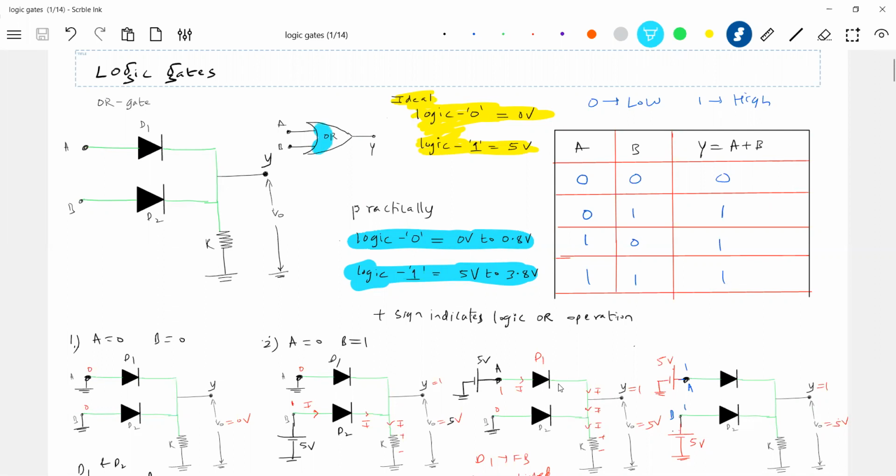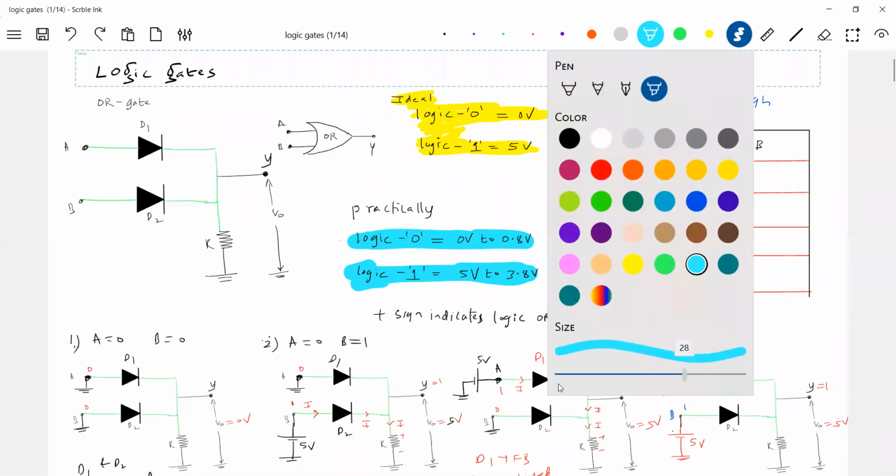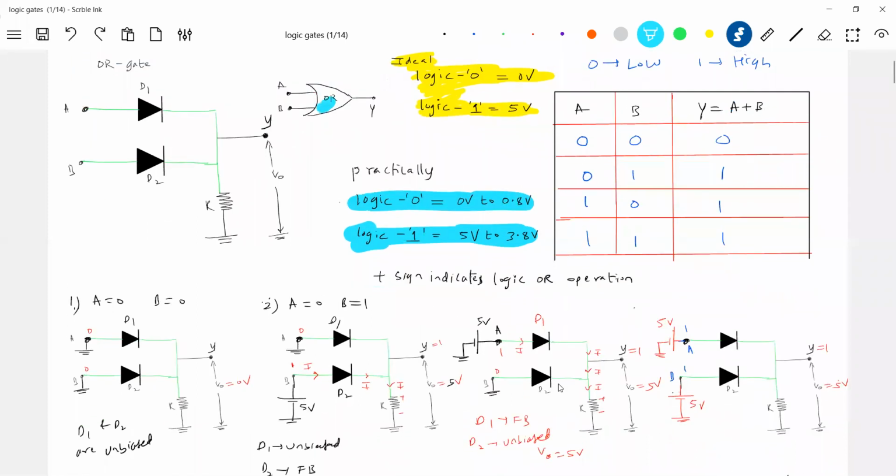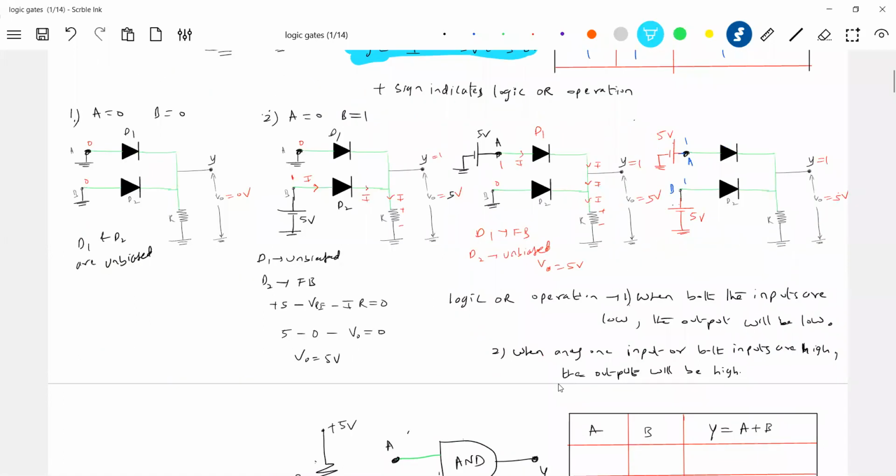Okay, this is our logic gate. I'll scroll down, just if you want you can see once. Okay, next we'll go for another operation called the logic AND operation.